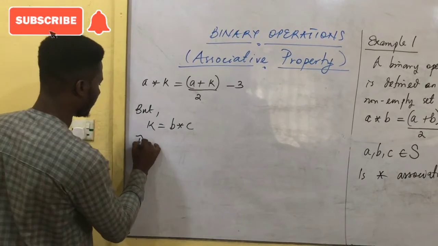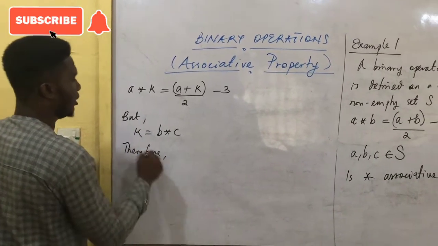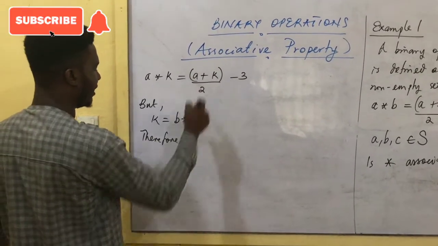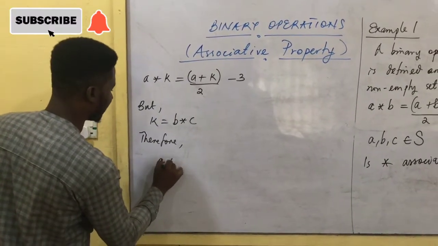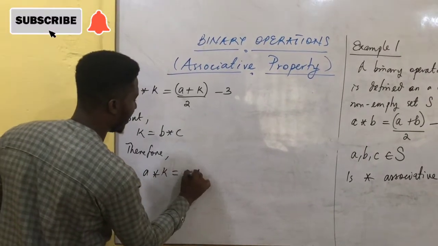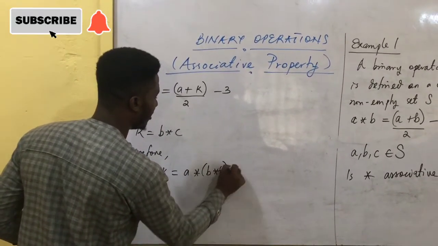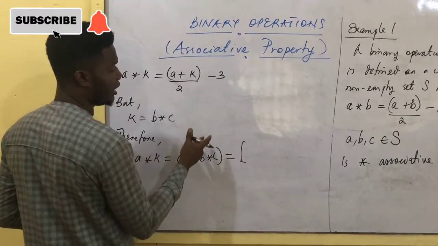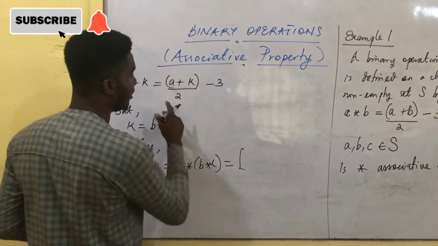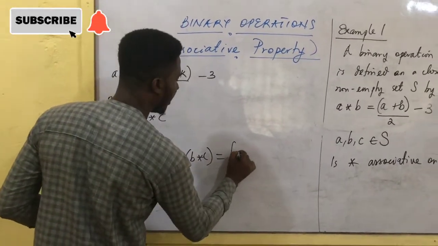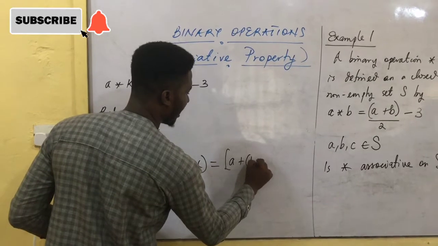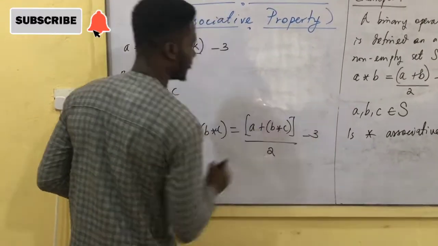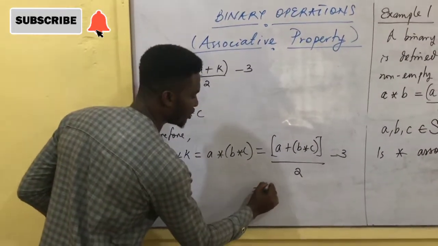Therefore, putting B asterisk C in place of K here would now give us A asterisk K, which is equal to A asterisk in bracket B asterisk C. I'm now changing my bracket from a normal parenthesis to a square bracket. So I'm going to put here A plus, in bracket, B asterisk C, close bracket, all over 2 minus 3. Now, simplifying this result gives us this.